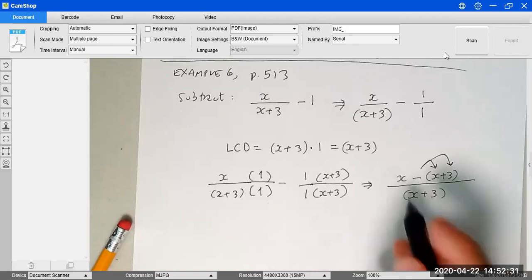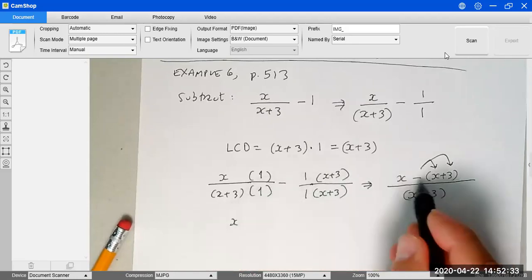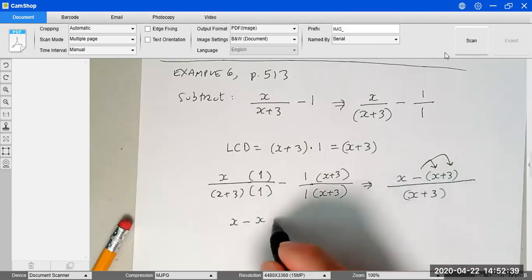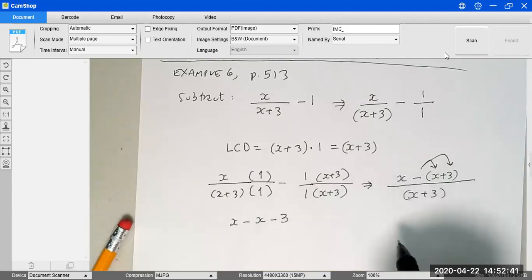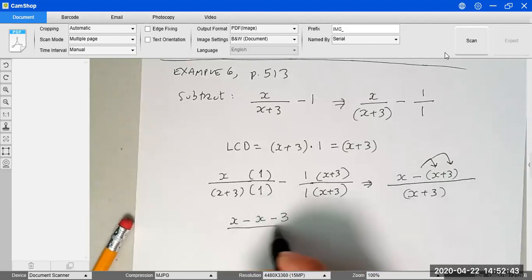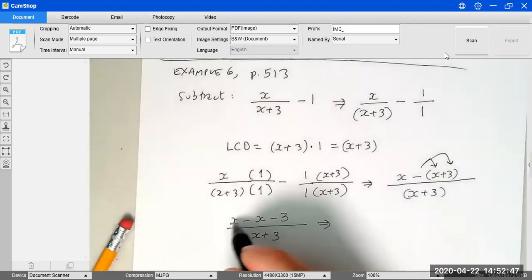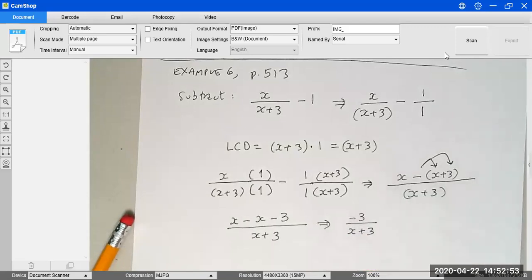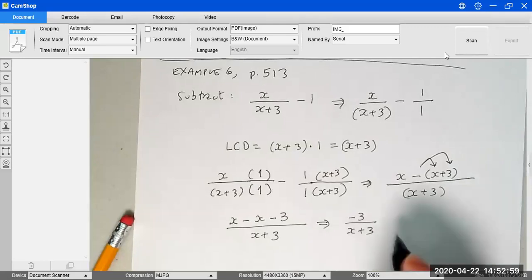So you're going to get x minus, the x is going to end up with a negative sign here, and the number 3 also with a negative sign, over x plus 3. You cancel these two, so you end up with negative 3 over x plus 3. So that's the final answer for this problem.